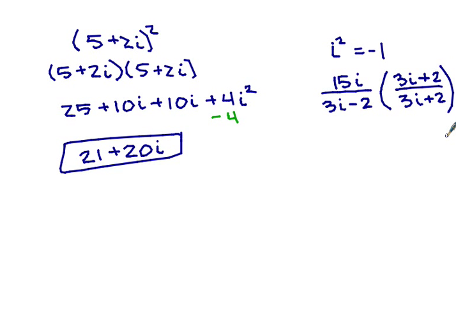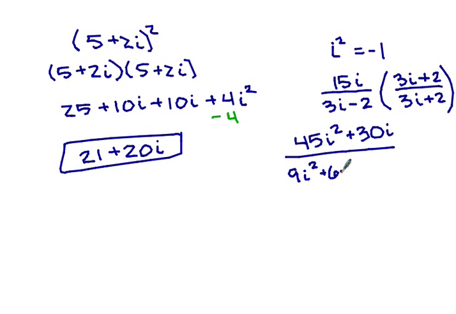So if we multiply this out, you would see you have 45i squared plus 30i on top. On the bottom, the whole reason why you multiply by the conjugate is because you get that difference of squares thing, so those middle terms disappear and the denominator will become a real number. So this would be 9i squared, and this is plus 6i minus 6i, which is the whole reason we did it. That'll disappear, and then minus 4.